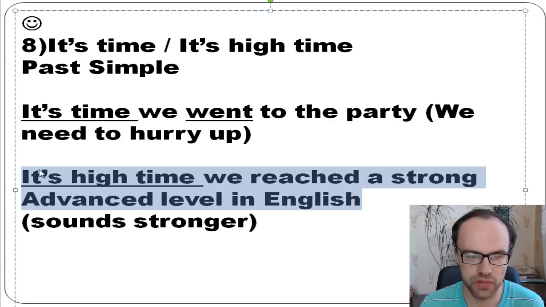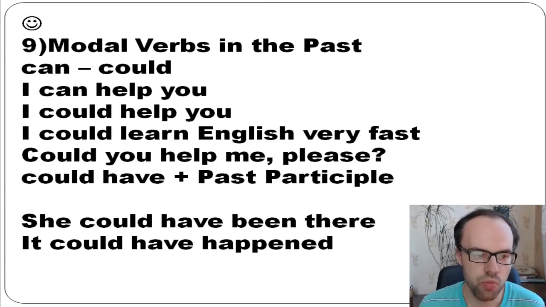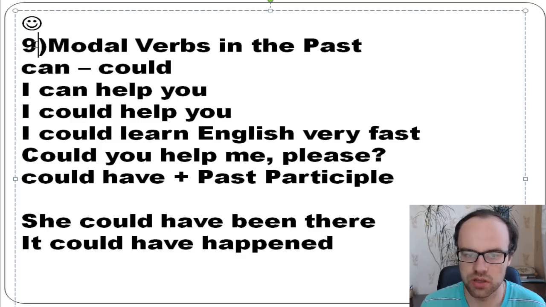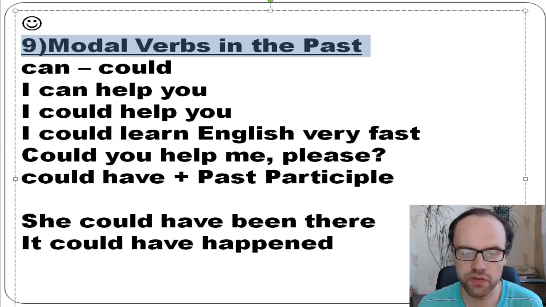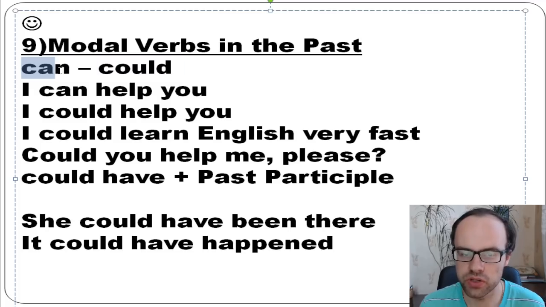Okay, good. Okay, modal verbs in the past: can and could. Let's talk about modal verbs. It's a very important part of English grammar. So if you want, we can make a special video about all modal verbs in English, or we can make a separate video about each of them. So can and could. You know that we use can for the present and could for the past.